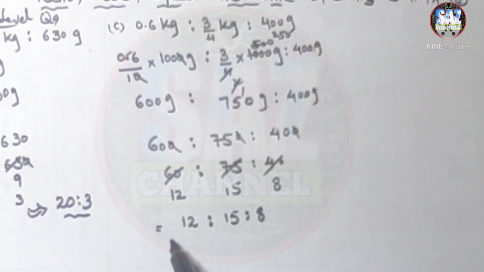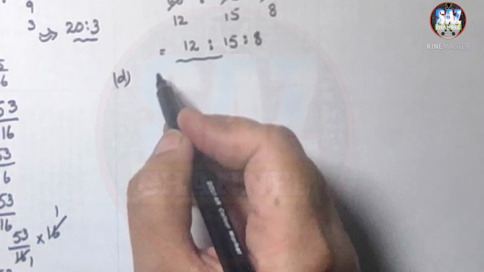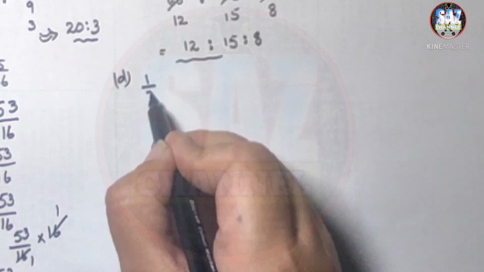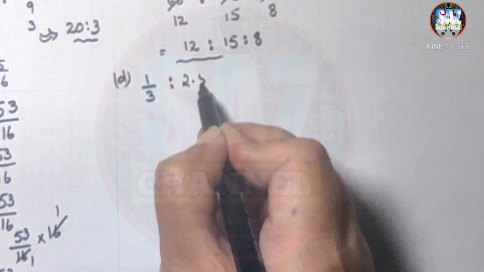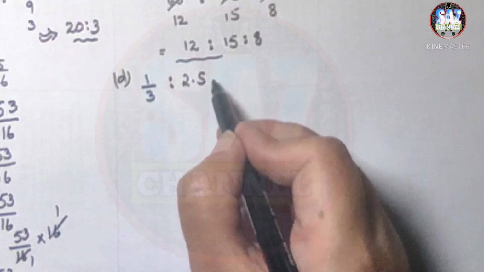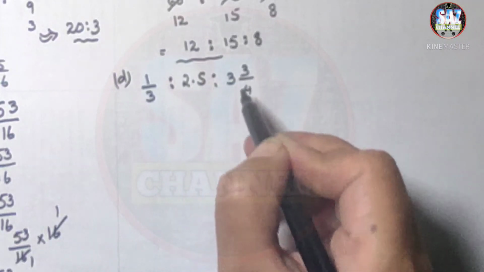Moving to the D part of the question. D part says, let me write on the question. D part is 1 over 3, ratio 2.5, and the ratio is with 3 whole 3 by 4.